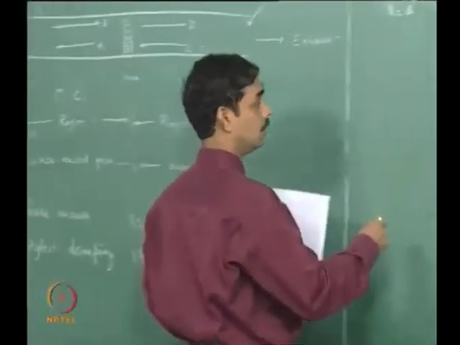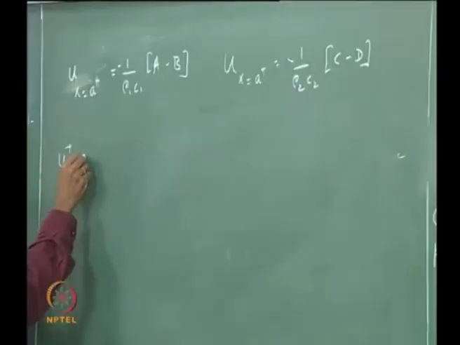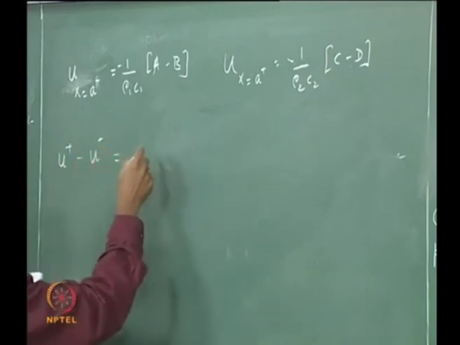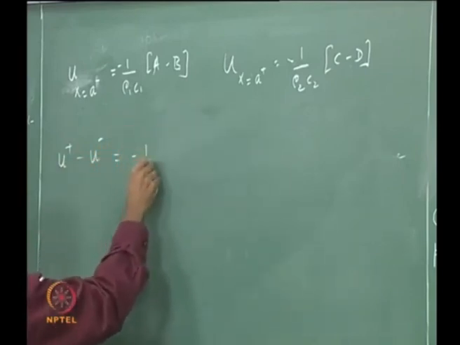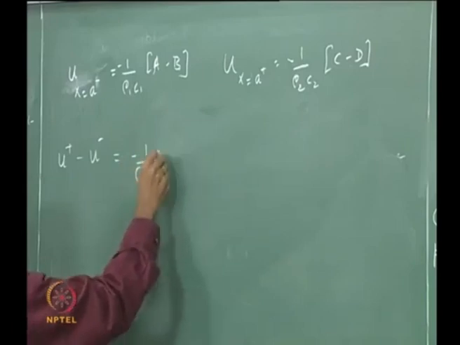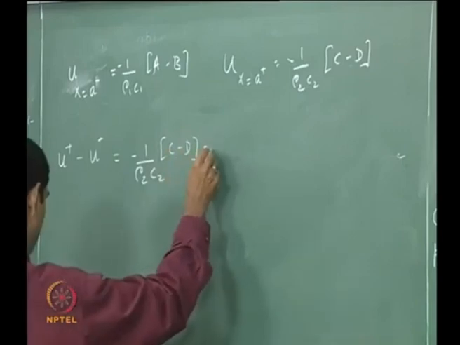So we have to take the jump in velocity, so u plus minus u minus, this is u plus, so minus minus is plus.